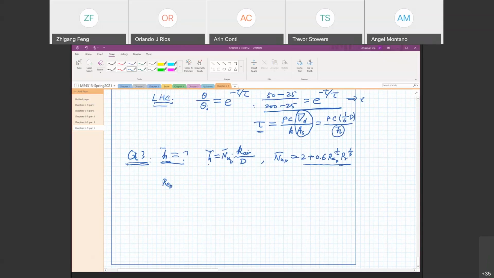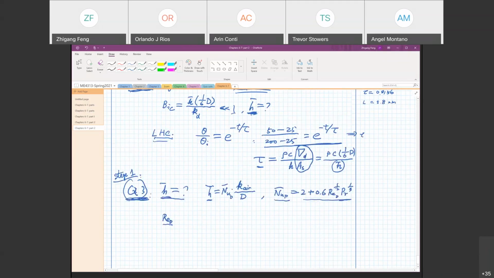Step 1, that's where question 3 is being answered. We compute the Reynolds number, and from the Reynolds number, we determine the Nusselt number. From the Nusselt number, we find the convection coefficient H. Okay, that's step 1, the first step. We find the H value.